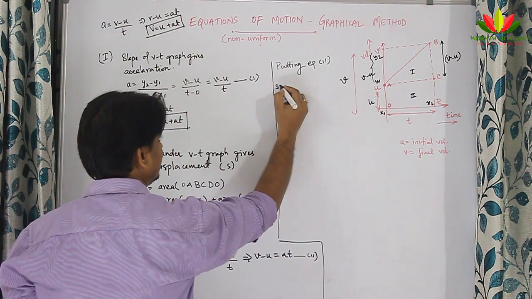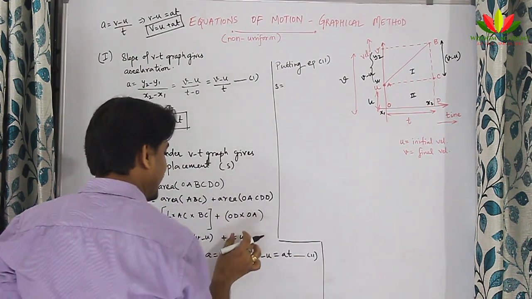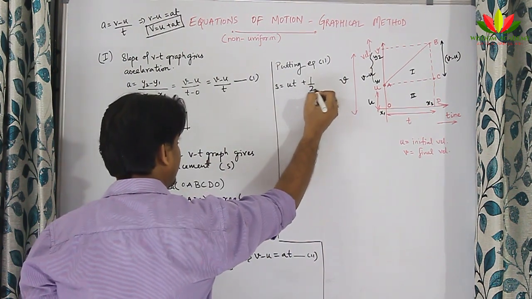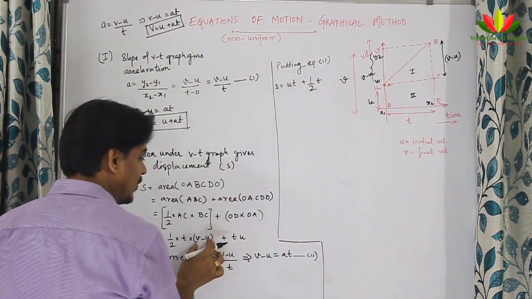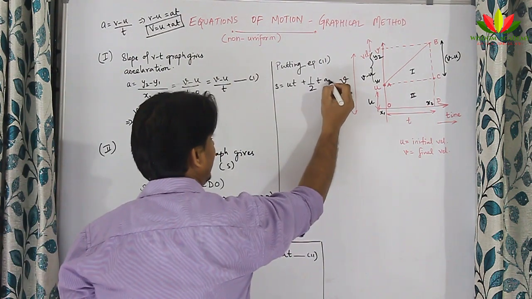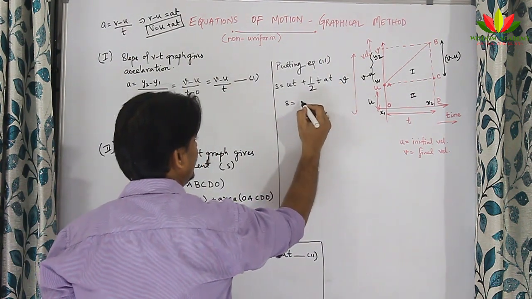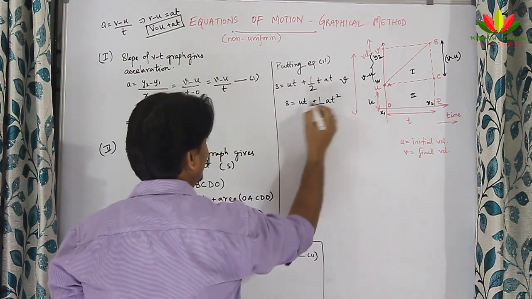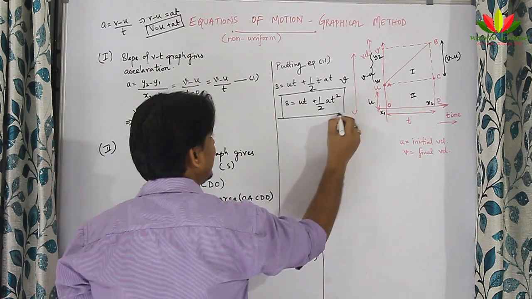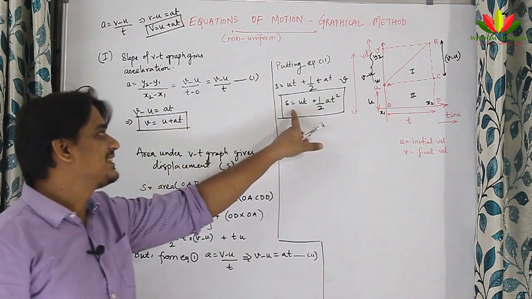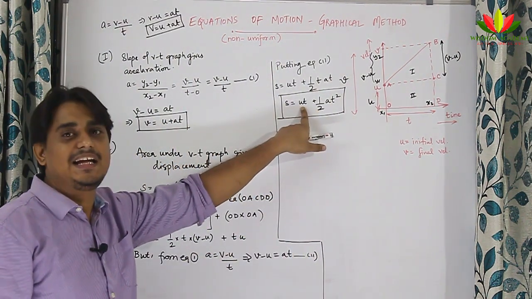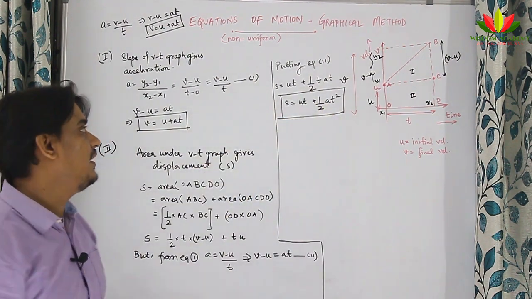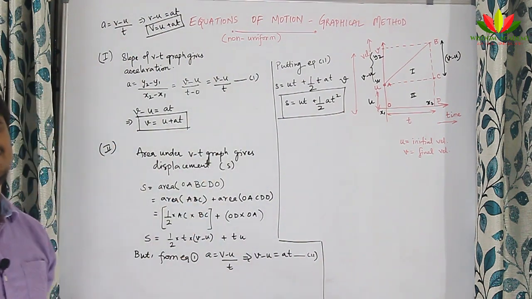I get S is equal to, I will make this term go in the front, that is UT plus half into T into V minus U. What is V minus U? AT. A again T will come. So I get S is equal to UT plus half AT square. This is the second equation of motion. What is S? Displacement. What is U? Initial velocity. T, time. A, acceleration. Right. This is how we derive the second equation of motion.